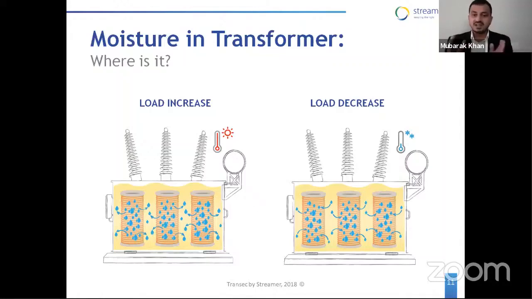What it means is that if you take the oil sample from a transformer and check the moisture, you are not 100% sure that whatever moisture is there is the actual figure. It can change tomorrow because the transition period is very long. That is why offline sampling often does not give you correct results. I'll cover this in more detail in further slides.